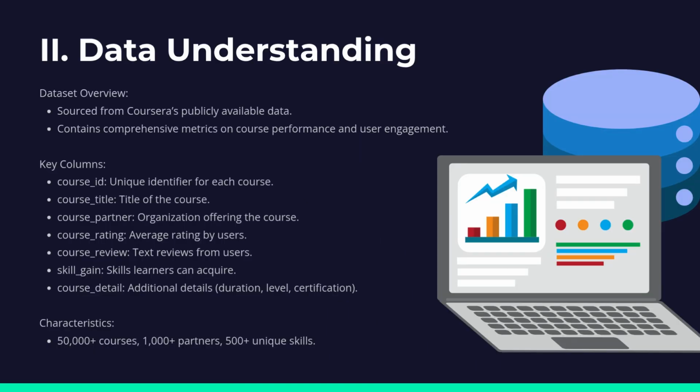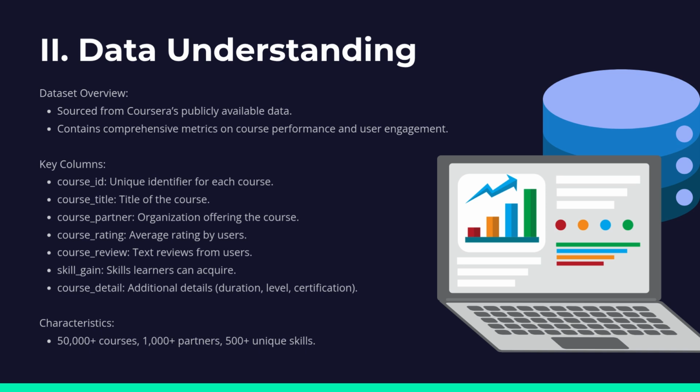For our analysis, we are using a dataset sourced from Coursera, which is publicly available and includes data collected from user interactions with courses. This dataset contains several key columns. The course ID is a unique identifier for each course, while the course title is the name of the course. The course partner indicates the organization offering the course, and the course rating reflects the average rating given by users, which helps us gauge the quality of the course.